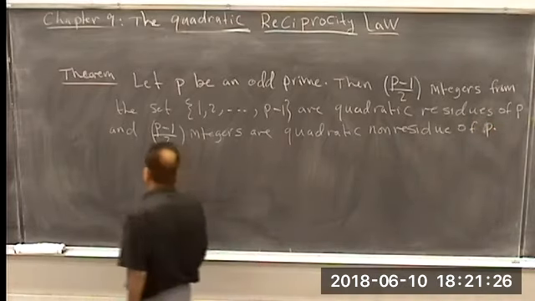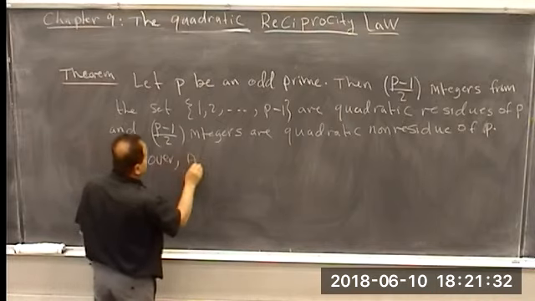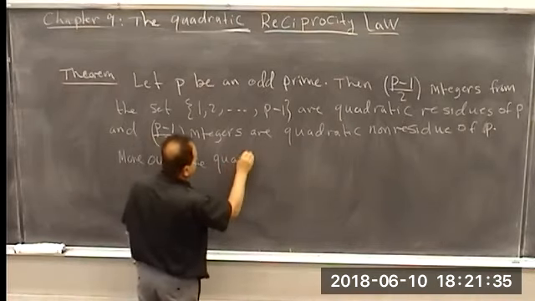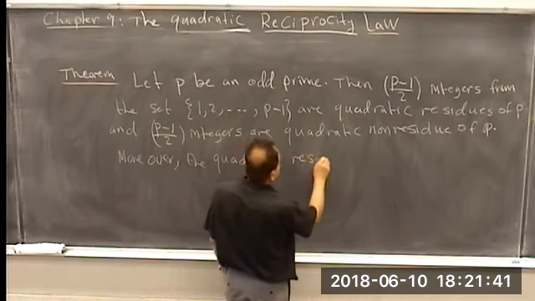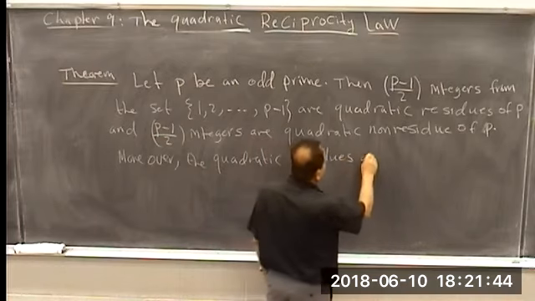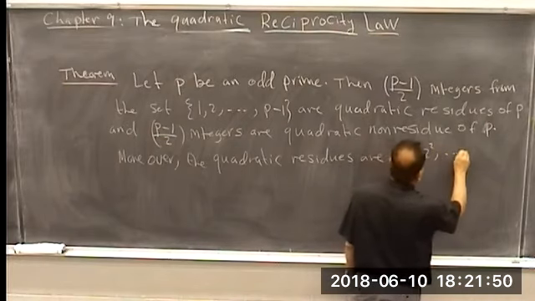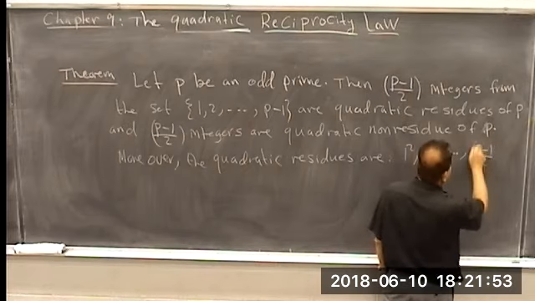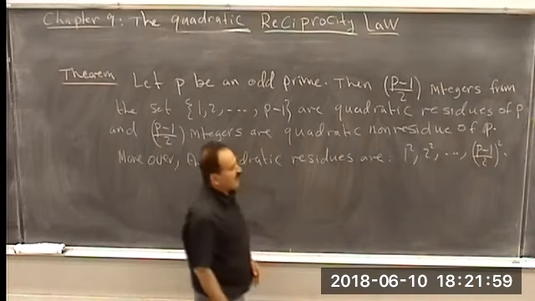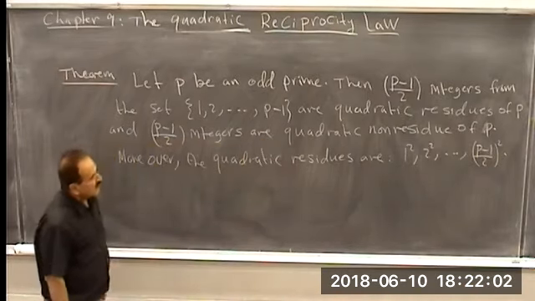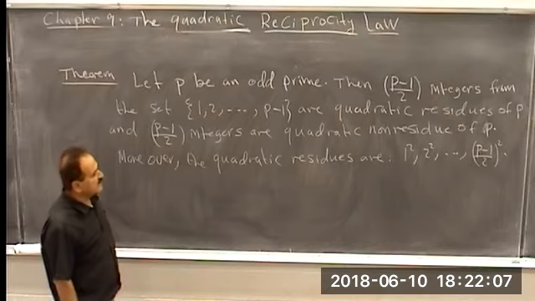Moreover, the quadratic residues are the 1 squared, 2 squared, up to ((p minus 1) over 2) squared. And of course, the quadratic non-residues are the other ones. When we square these and reduce mod p, it's going to be among this list; if not among this list, it's going to be a quadratic non-residue.